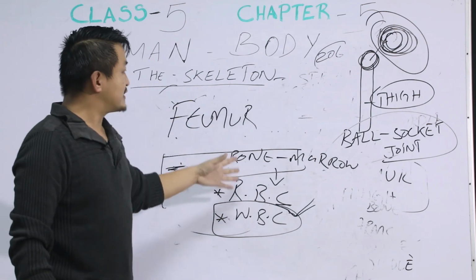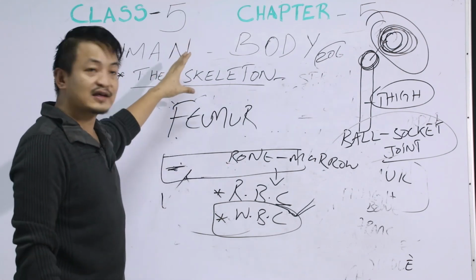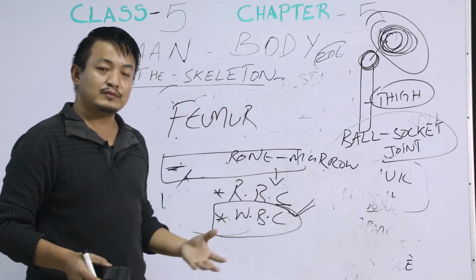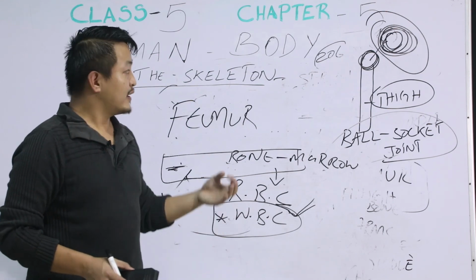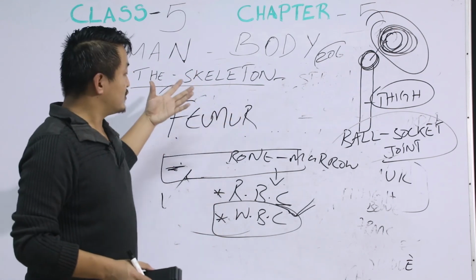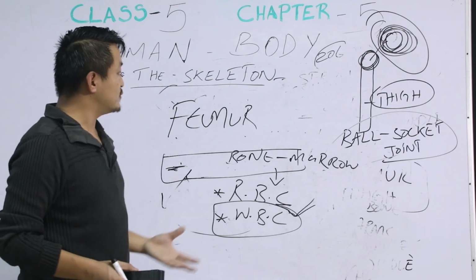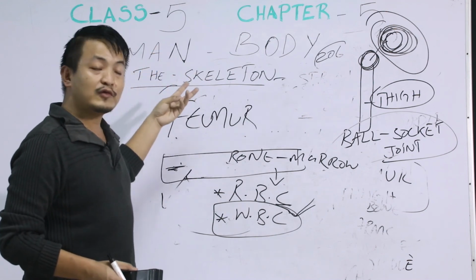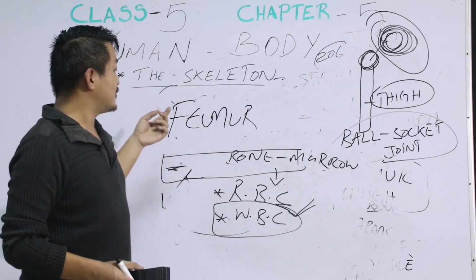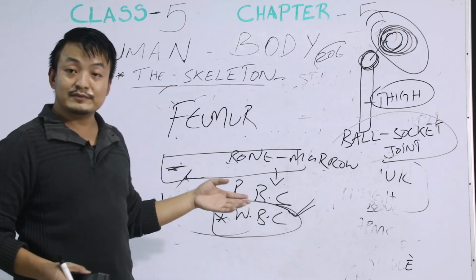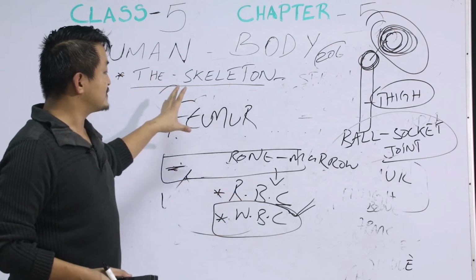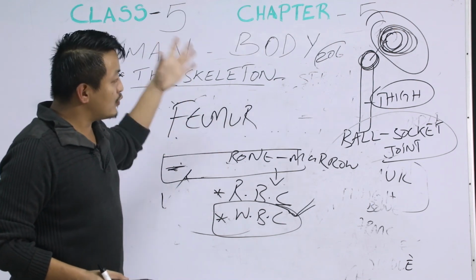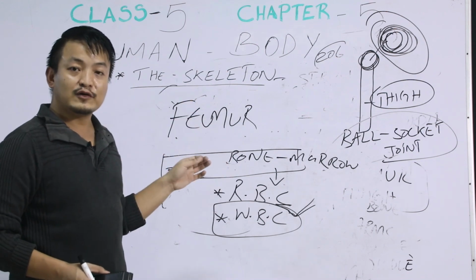So today we have completed the human skeleton. The human skeleton plays a very important role because it gives us structure, shape, and everything. It gives us movement. We have discussed the skull, the backbone, the rib cage as well as the limbs. We have also discussed the bone marrow and the femur. So all these points are very important, so note them down and remember.